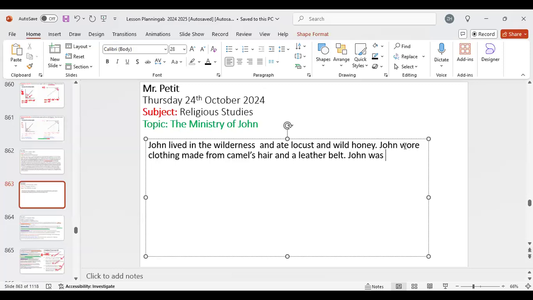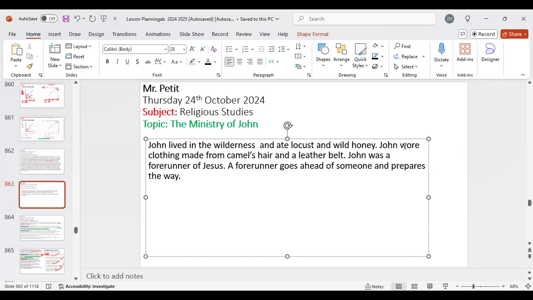John was a forerunner of the Messiah, of Jesus. And what does a forerunner mean? Someone who prepares the way of God. Very good. A forerunner goes ahead of someone and prepares the way. That's what a forerunner does. They go ahead and prepare the way.